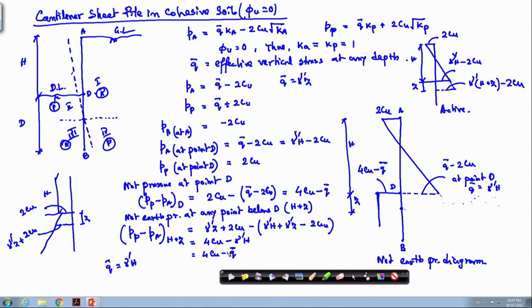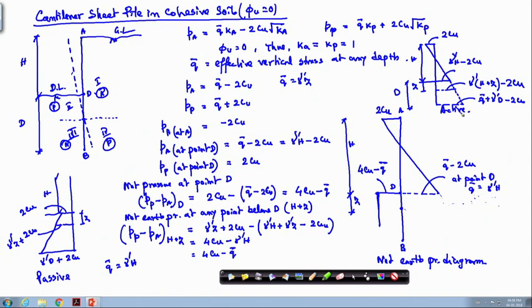But now, if I take the net earth pressure at point B, again if I extend this one at point D, you can see that at point D this value will be q bar plus gamma dash into d, okay, minus 2 Cu. This is the active pressure diagram, and for the passive pressure diagram, this value will be gamma dash into d plus 2 Cu. Okay? So, this is the passive pressure diagram.